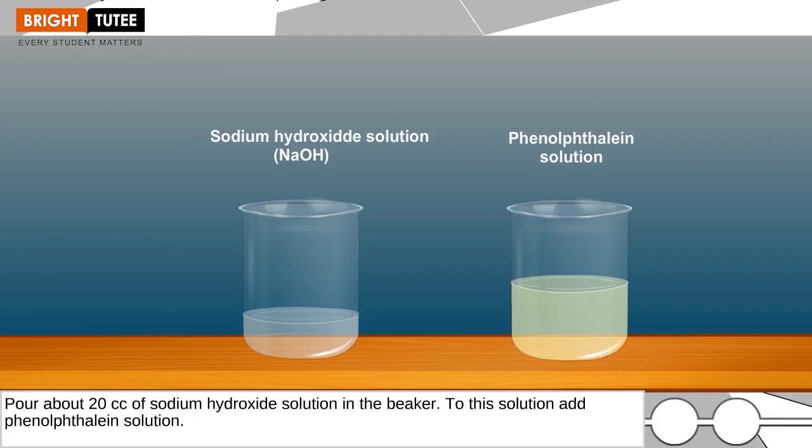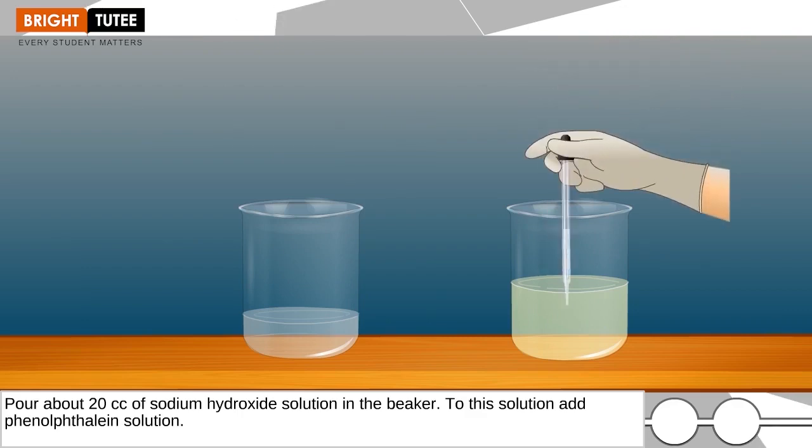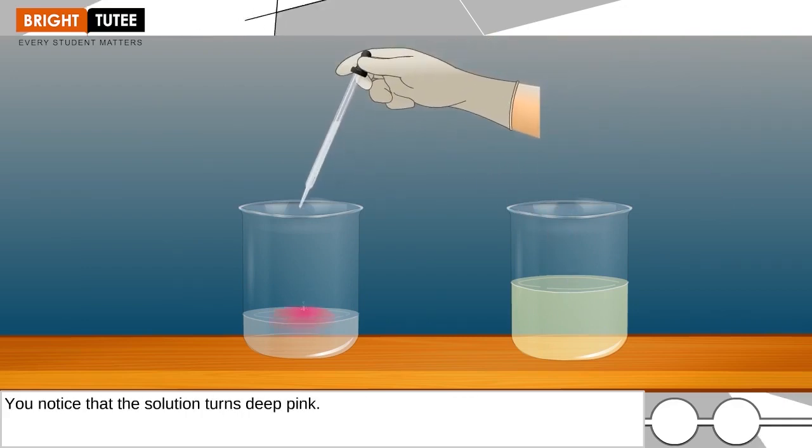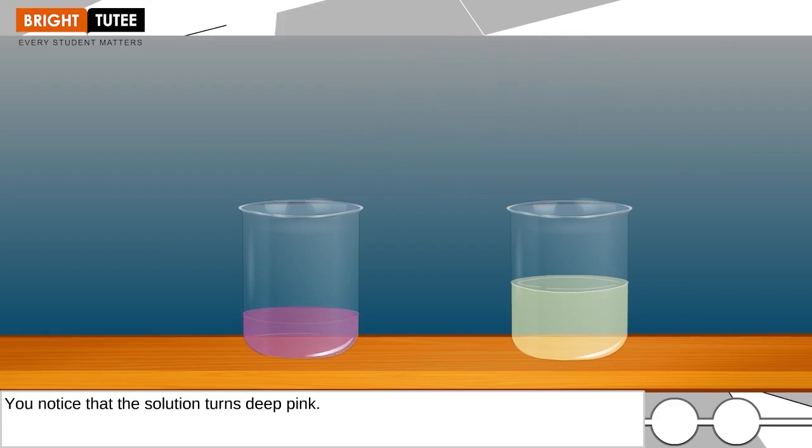Method: pour about 20 cc of sodium hydroxide solution in the beaker. To this solution, add phenolphthalein solution. You notice that the solution turns deep pink.